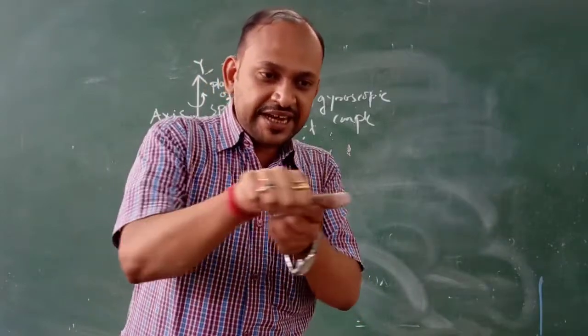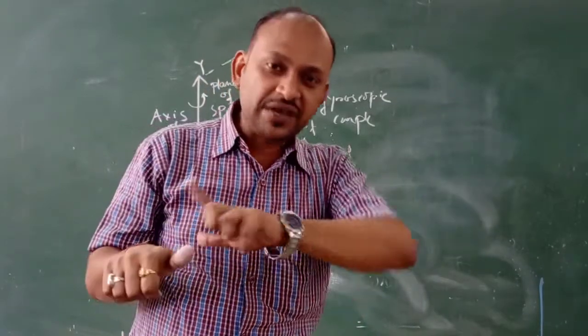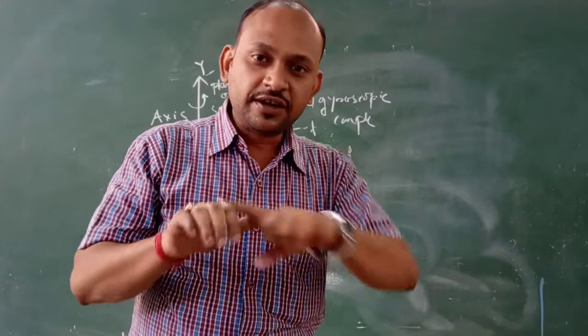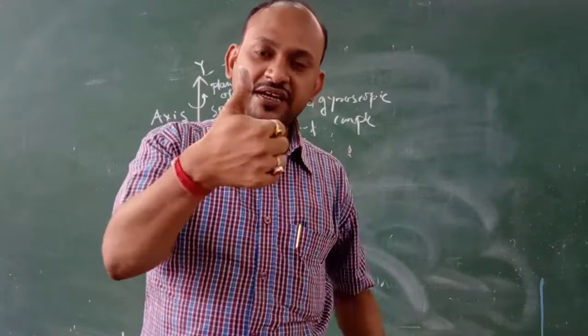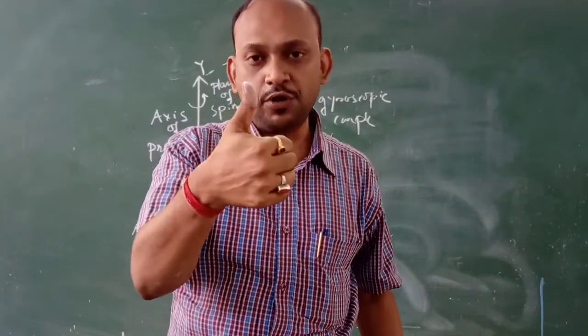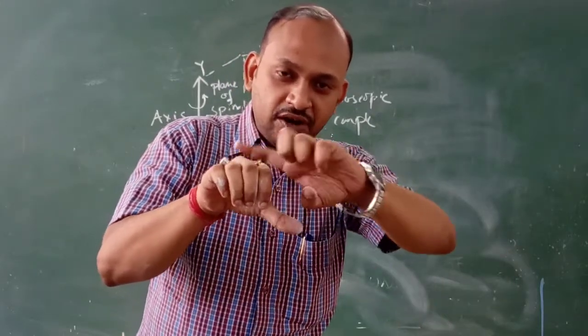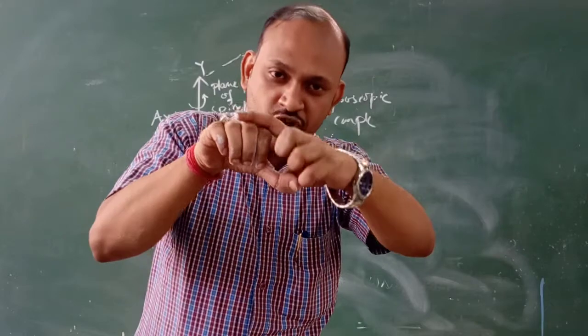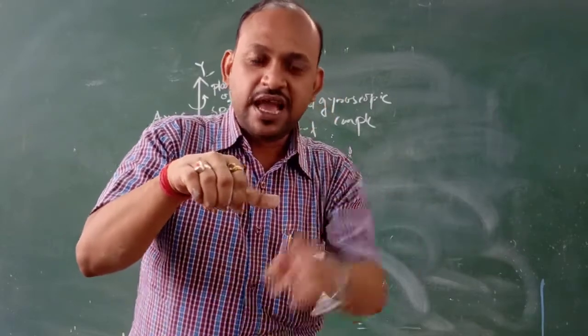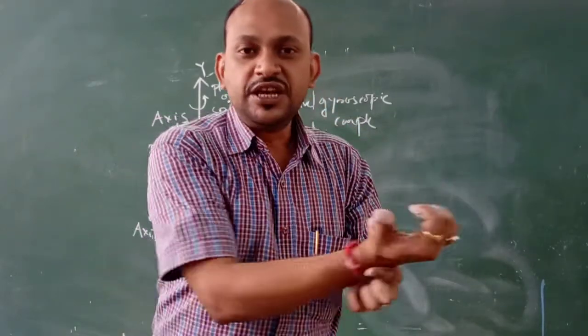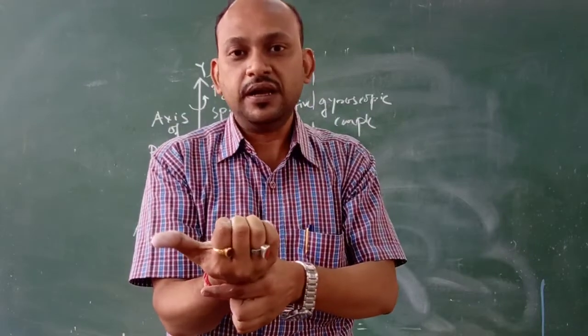So if it is taking a turn in this direction, obviously certain couple will be acting. Now what is the sense of couple? That is always shown by the right hand thumb rule. If this is the direction of movement, the active couple will always be acting in the downward direction. And in order to balance this, you have to apply the reactive couple.